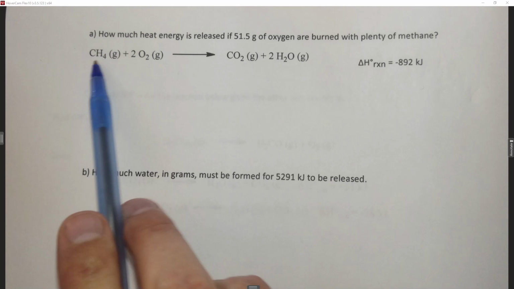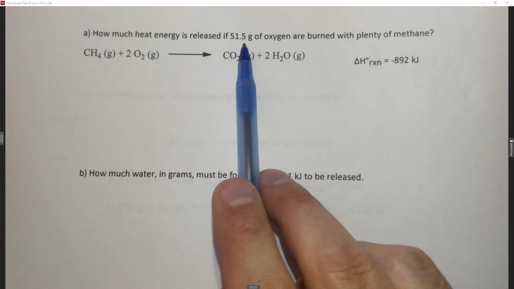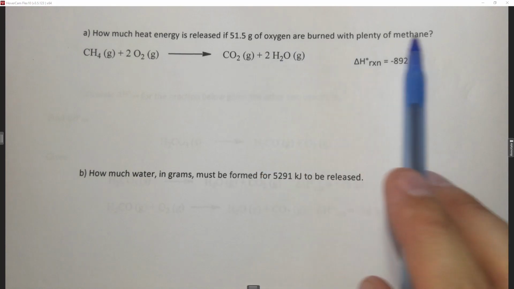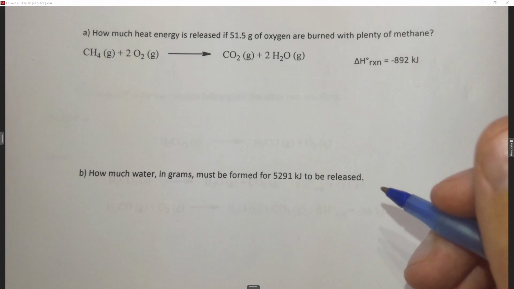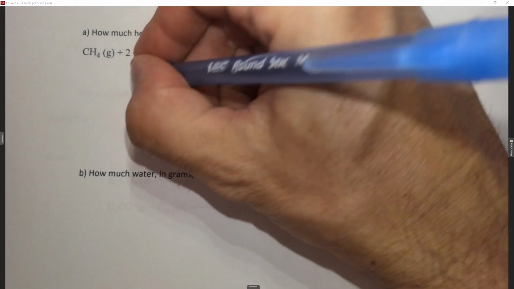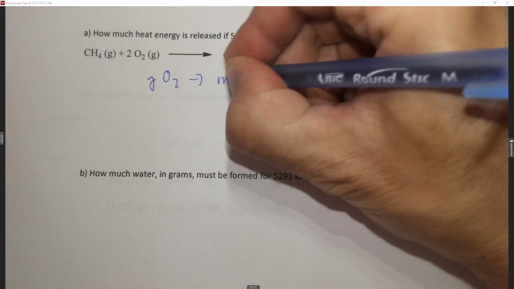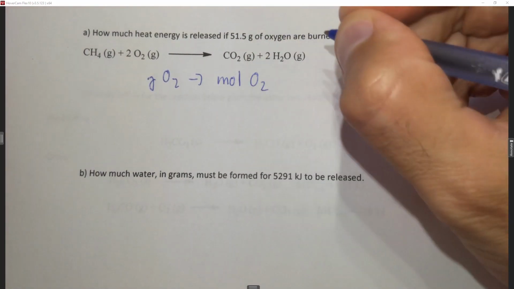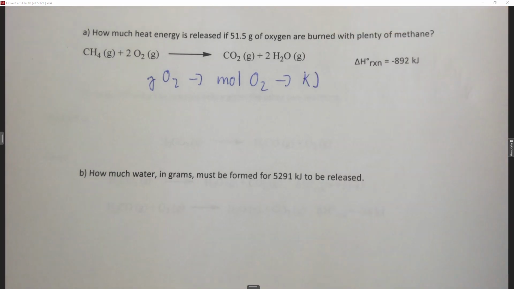Now, let's go ahead and read the actual question again. It says, how much heat energy is released if 51.5 grams of oxygen are burned with plenty of methane? So I want to do a plan of attack here, because this is very similar to a stoichiometry problem. I want to convert from grams of oxygen to moles of oxygen, and then I want to convert to kilojoules.